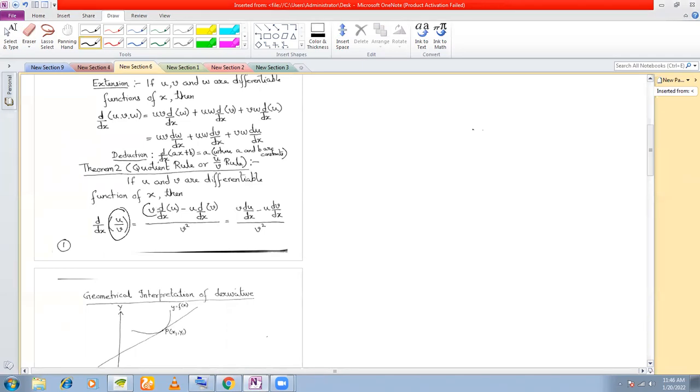First function you take as it is, differentiate the second, and then a minus sign, and then the first function u you take as it is, differentiate the second, and divide the entire result that you get by v square. So d/dx of u by v is v du/dx minus u dv/dx divided by v square. Memorize this because you will be requiring this in the times to come. In most of the problems, we'll be using u into v and u by v.